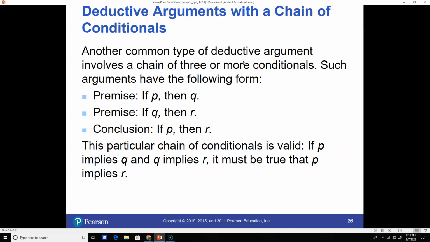Deductive arguments with a chain of conditionals. Another common type of deductive argument involves a chain of 3 or more conditionals. Such arguments have the following form. Premise, if P then Q. Premise, if Q then R. Conclusion, if P then R. So if a particular chain of conditionals is valid, if P implies Q and Q implies R, it must be true that P implies R.